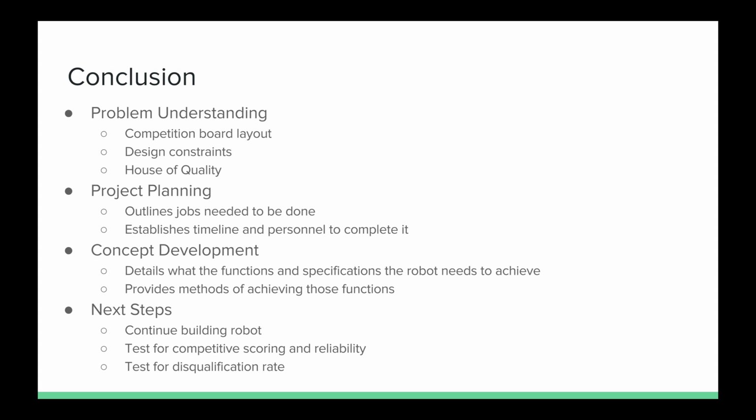And so finally, in conclusion, I want to hit our next steps. You've heard about our problem understanding, our project planning, and our concept development. As for next steps, we have to continue building our robot, continue building these systems so that we can have a reliable robot. We have to test for this reliability and our competitive scoring, and finally we want to test for a disqualification rate, as this is one of our highest priorities.